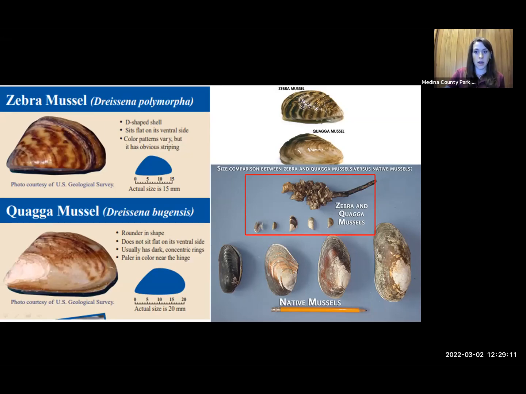Zebra mussels were discovered in 1988 in Michigan, and their native range is Eurasia, but they're rarely found below 50 feet. They get their name from their striped zebra pattern. So quagga mussels are going to go a lot deeper, and our zebra mussels are going to be in the more shallow water.